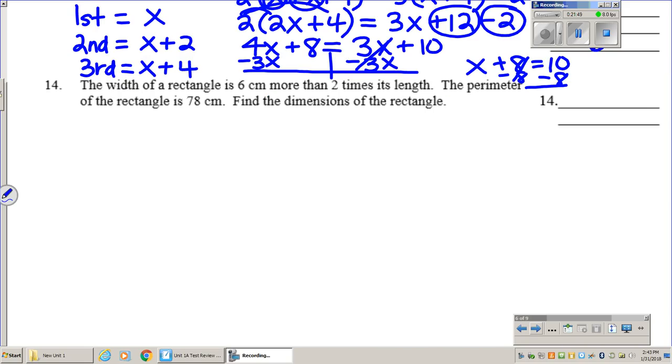Okay, number 14, it says the width of a rectangle is 6 centimeters more than 2 times its length. The perimeter of the rectangle is 78 centimeters. Find the dimensions of the rectangle.